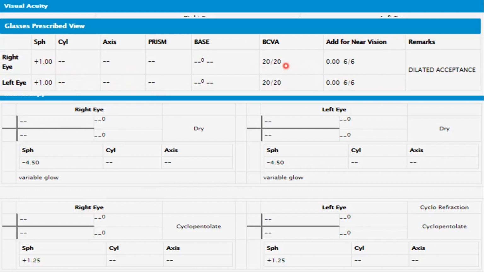and the vision turned to 20/20, and near vision was 6/6. So we gave this correction. But you have to tell the patient not to go for expensive glasses, because this prescription can also change. That's why you have to monitor the patient with close follow-up.